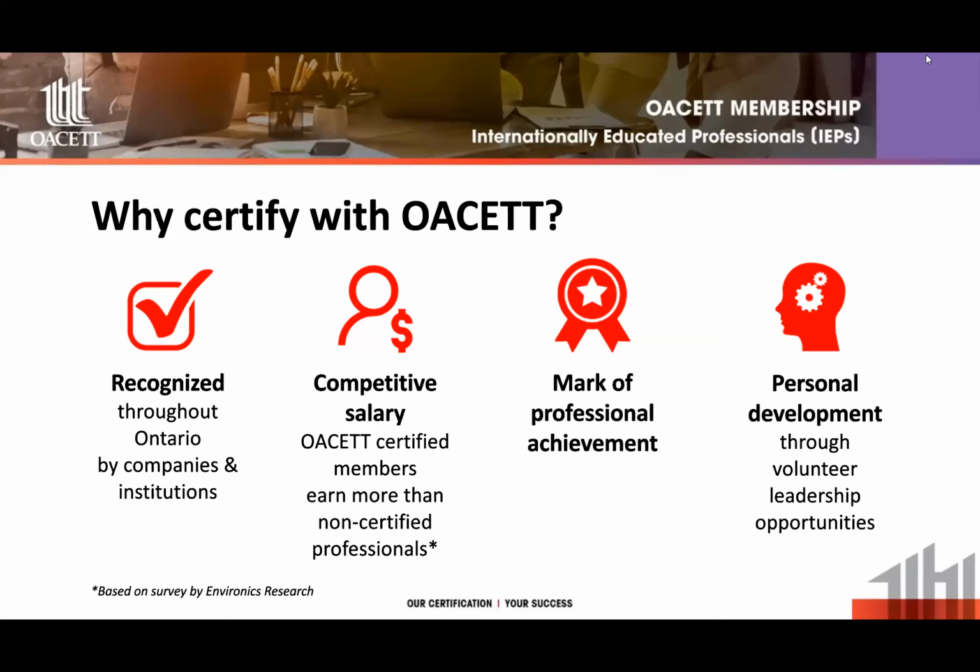You're going above and beyond. So it's one thing to say, I have my degree, I have my work experience. It's another thing to say you've gone above and beyond to become certified. And of course, professional development. Professional development is a requirement to maintain your certification, but we also offer many, many opportunities, volunteer opportunities, whether it's on our board, with our committees, at the chapter level. And many of these are leadership style volunteer opportunities.